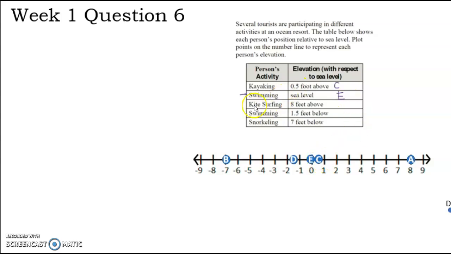The next one is kite surfing. Ooh, that sounds like fun. 8 feet above. So if it is above sea level, it's got to be a positive number. So this is probably way up here, and it says 8. So this would be A.